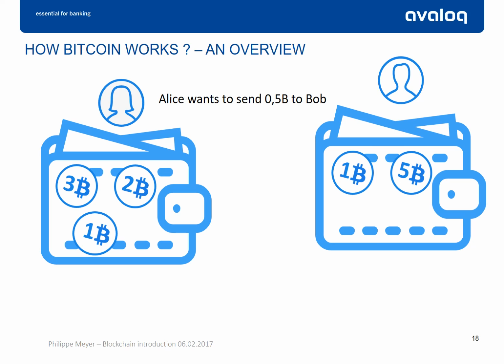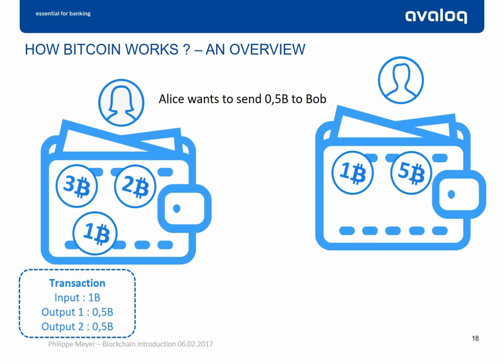Alice wants to transfer half a Bitcoin to Bob. She will use the unspent transaction she has in her wallet to transfer the money. The 1 Bitcoin unspent transaction is used as an input transaction for sending the money to Bob. As the Bitcoin is divisible, the 1 Bitcoin transaction is going to be split in 2 outputs of half a Bitcoin. One will be transferred to Bob and the other one will remain in Alice's wallet. Please note that in this example, transaction fees are neglected.